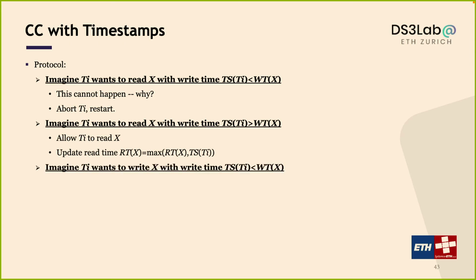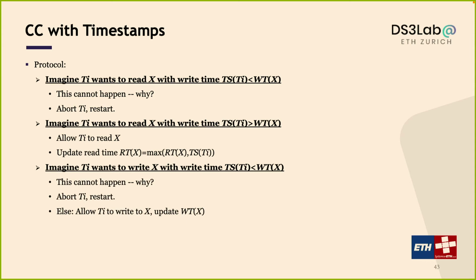So imagine you have Ti wanting to write X with a write time that's larger than your timestamp. Do we allow it? Who thinks we should allow it? Who thinks we should not allow it? Who is still thinking? No. Yeah, no, right? Because the timestamp of Ti is smaller than the write time of X, meaning that on object X, some other transaction that happens after me has already written it. I cannot overwrite a future transaction in the serial order, right? So I'm not allowing that. What do I do? Abort Ti, restart. And on the other hand, if the write time of X is smaller than the timestamp of Ti, you allow Ti to write, and you need to update the write time of X correspondingly.